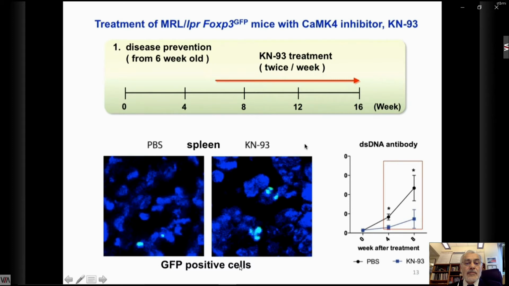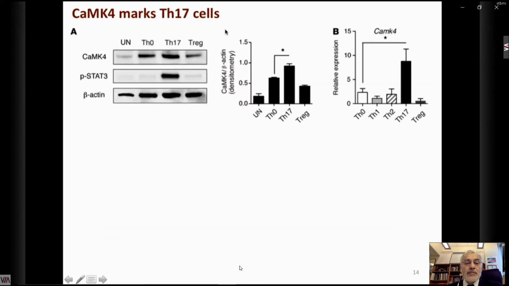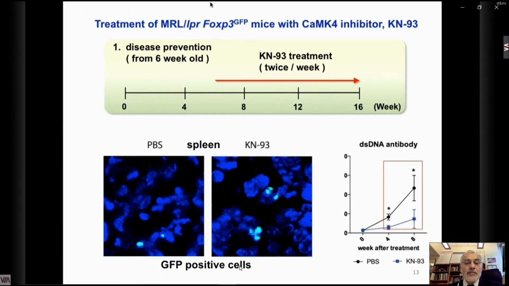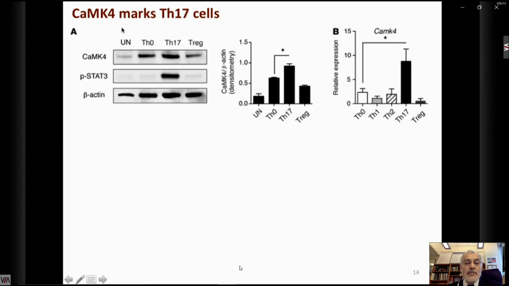Now, we wanted to expand this observation and be able to record these regulatory T cells. For that, we generated a mouse in which the regulatory T cells, that is the cells that express FOXP3, are marked with a green protein. And we treated this mouse with the CAMK4 inhibitor. As you can see, the number of regulatory cells is significantly expanded in the spleens of mice treated with the CAMK4 inhibitor. To confirm the same observations, the level of anti-DNA antibodies is suppressed significantly.